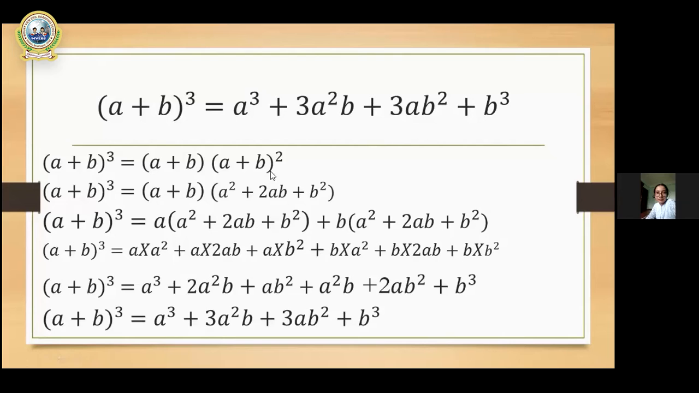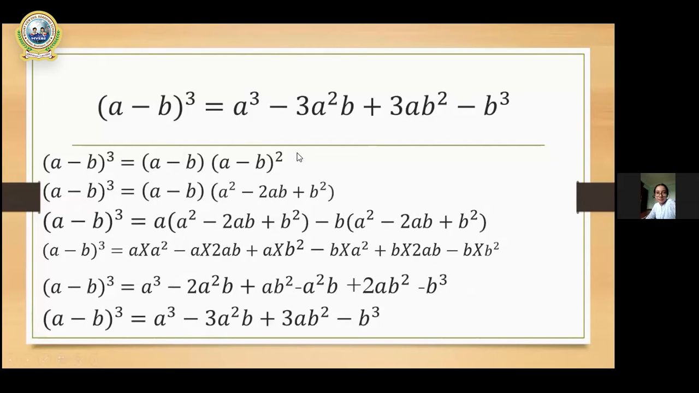Now let me continue. Next is a minus b whole cube. There is only a two signs difference. A minus b whole cube generates a cube minus 3a square b plus 3ab square minus b cube. So it alternates: minus, plus, minus. A cube minus 3a square b plus 3ab square minus b cube.